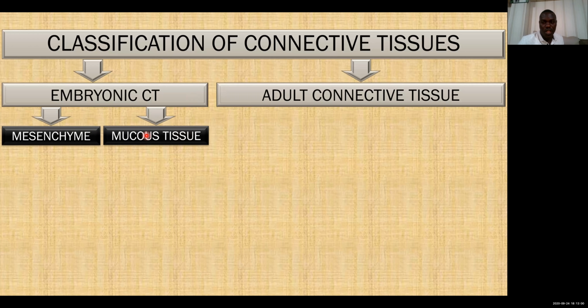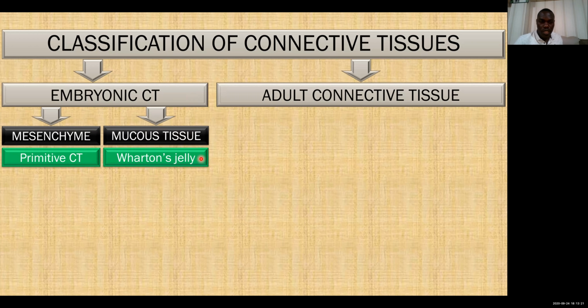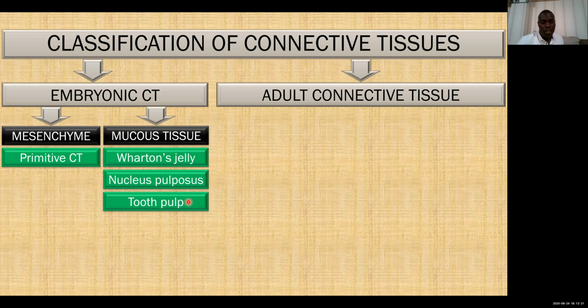Mesenchyme is a primitive form of embryonic connective tissue that will give rise to the other connective tissues. Mucous tissue is predominantly just ground substance, few cells, few fibers. Examples where it's found: Wharton's jelly around the umbilical cord, but we also see it in adults. The central part of the intervertebral disc, what we call nucleus pulposus, has it. And the tooth pulp also has it.